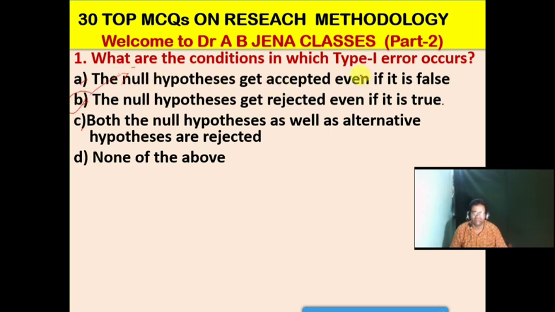Type 1 error occurs when the null hypothesis gets rejected even if it is true. Option A, the null hypothesis gets accepted even if it is false, is the type 2 error. So the correct option is B: the type 1 error occurs when the null hypothesis gets rejected even if it is true.